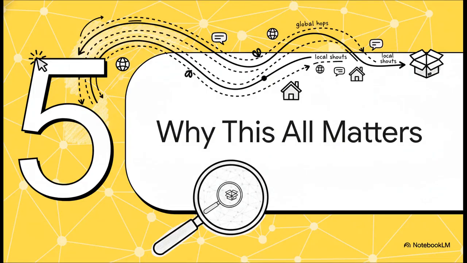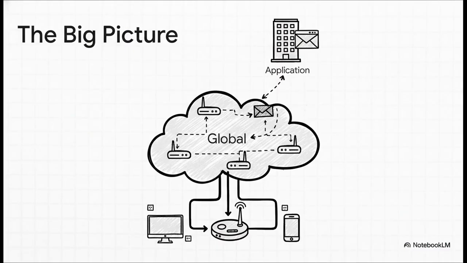So, we've followed a single request from click to delivery. We've seen all these layers of addresses, local shouts, and global hops. It's a lot of technical detail, I know. So let's zoom out and look at the big picture to see why this elegant, layered system is just so important. So here's the real takeaway. This layered design is the absolute genius of the internet. Each layer has one very specific job, and it doesn't have to worry about what the others are doing. MAC addresses handle the local neighborhood, IP addresses handle the global postal service, and TCP handles that final delivery to the right desk inside the building.